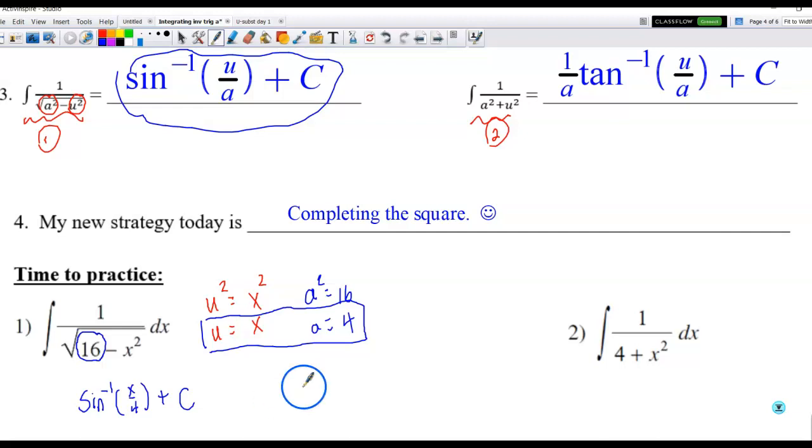Okay, take a look at number 2, and based on what I just showed you with number 1, I'd like you to stop the video, follow that same process, and do number 2 by yourself and then resume the video to see if you get it correct.